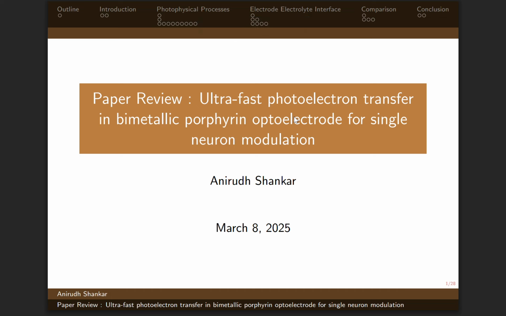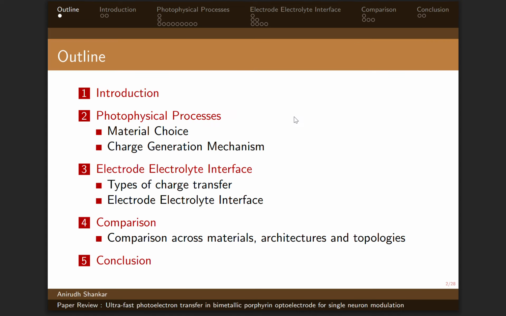I am Anirudh, and in this video, I shall give a brief review of the paper Ultrafast Photoelectron Transfer in Bimetallic Porphyrin Optoelectrode for Single Neuromodulation. The presentation is split into 5 sections as follows.